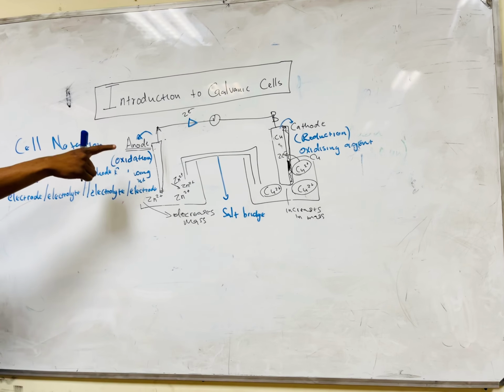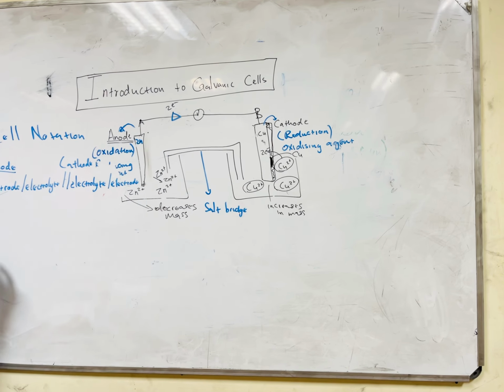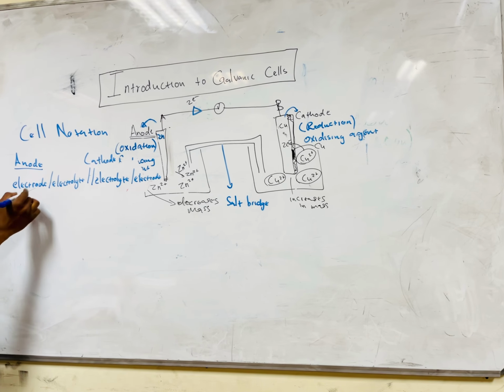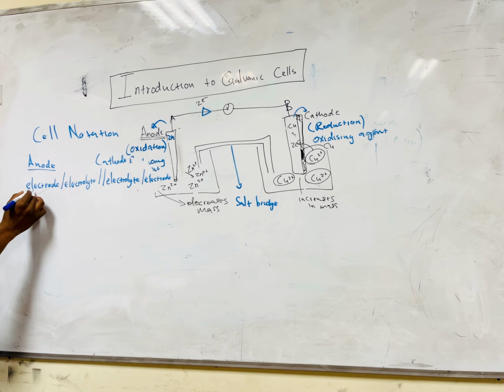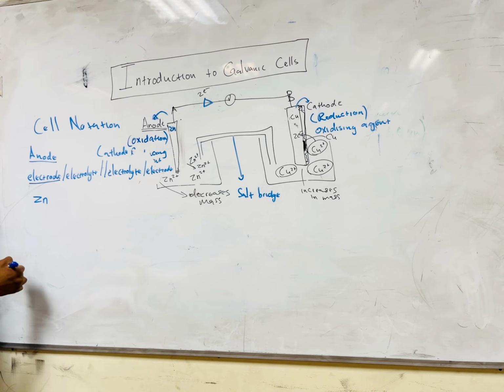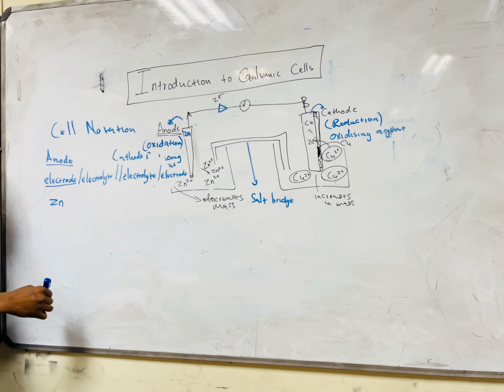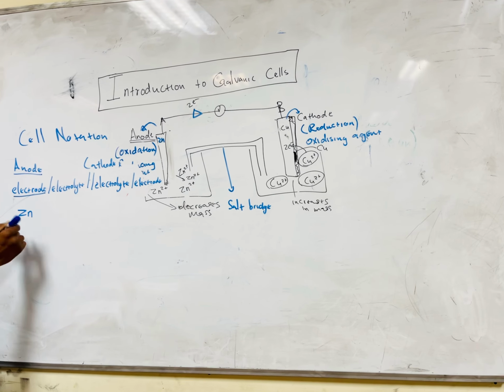So according to this cell, remember we said zinc is the anode. It means that the electrode of zinc will be just Zn. That is the electrode. Remember, an electrode is a solid that is dipped into solution. So we just write Zn.